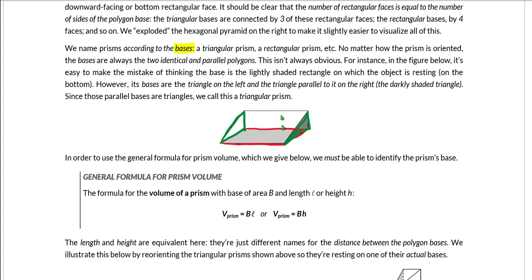In a moment, we're going to reorient this figure so that it actually rests on one of those triangular bases. But it is important for you to understand that it doesn't matter how the prism is oriented. You've got to look for the 2 polygons that are identical and parallel. And once you find those 2 polygons, you will know what kind of prism you are dealing with. This here is a triangular prism, despite the fact that it seems to be resting on a quote-unquote base that is a rectangle.